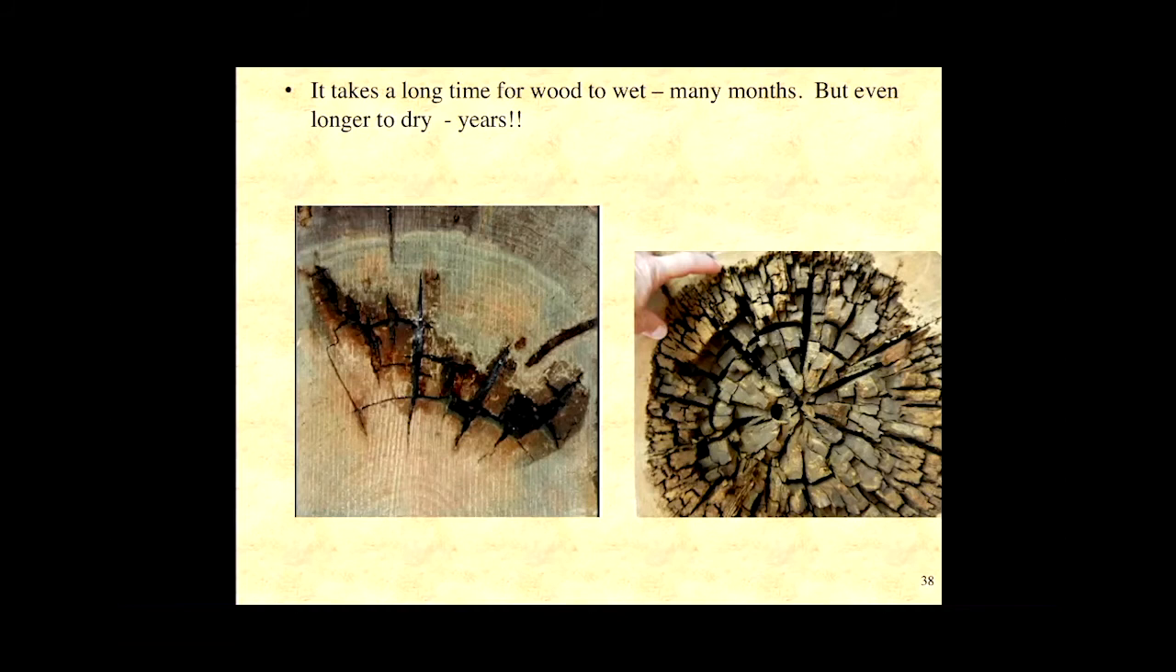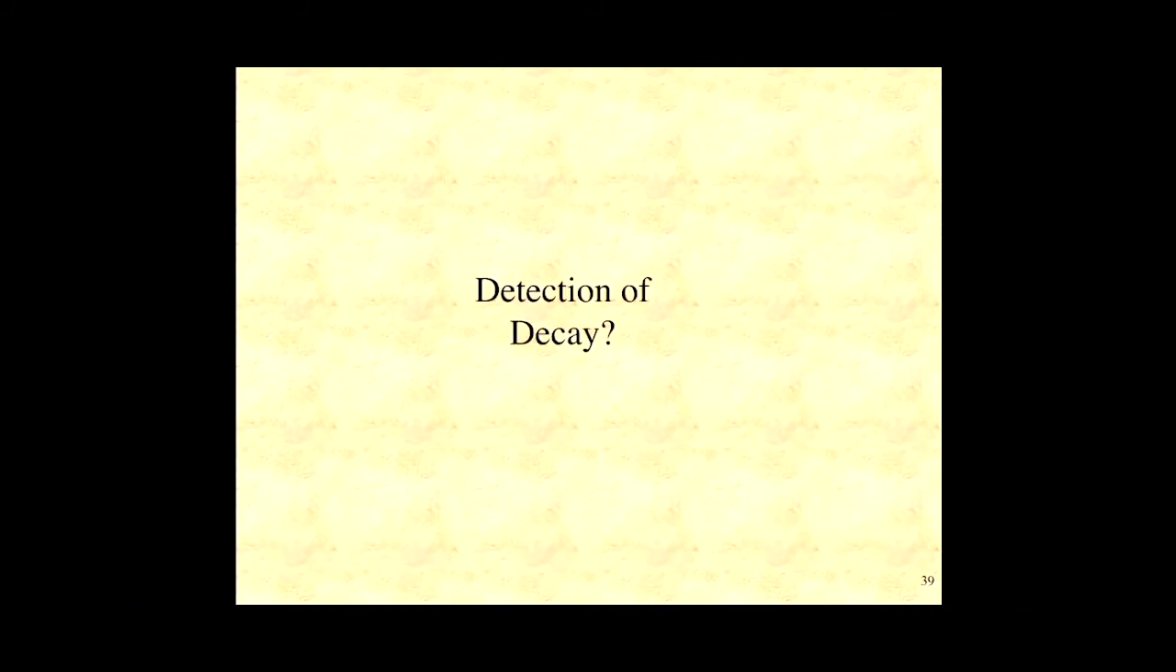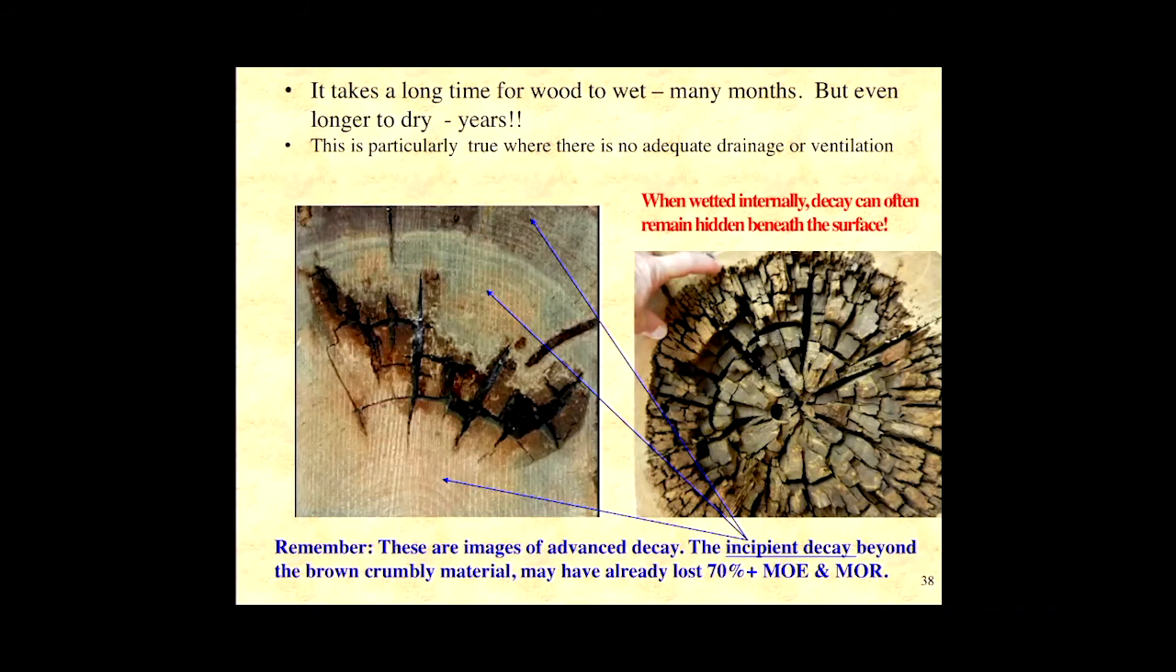Okay, I'll get off the soapbox at least a little bit. You need to recognize that it takes wood a long time to get wet, many months, but it can take even longer for wood to dry out. And that it's going to be many months to wet and then many years to dry out. You can easily get severe advanced deterioration in about a 3-year period in most temperate environments of the U.S. and Canada.